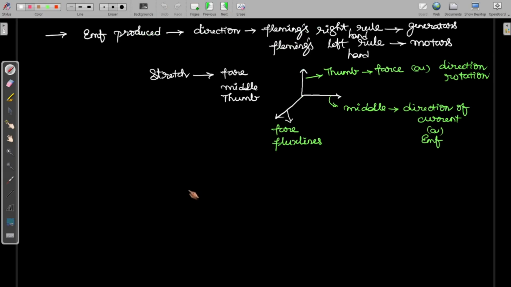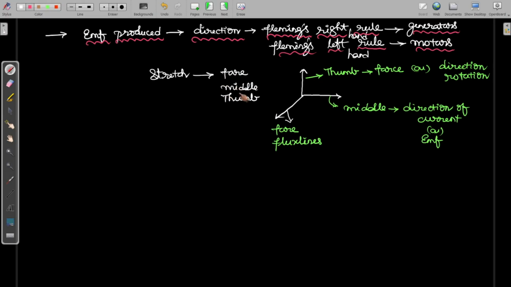Let us understand some more basics required for understanding the working principle of a DC generator or DC motor. The first statement says EMF is produced in the conductors. How do we find the direction of that induced EMF? It is given by Fleming's right hand rule and Fleming's left hand rule, which you have already studied in lower classes. Fleming's right hand rule we use for generators, and Fleming's left hand rule we use for motors.